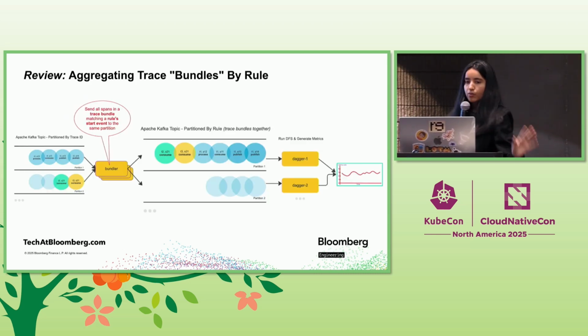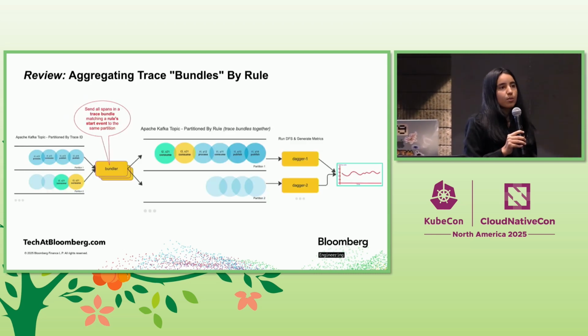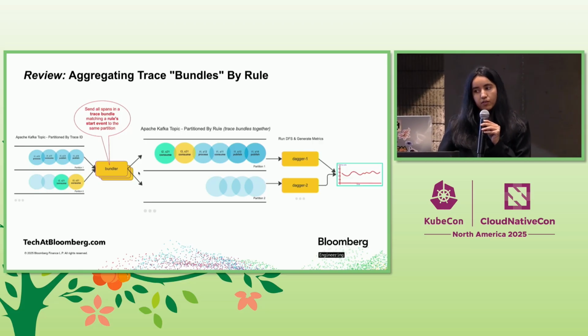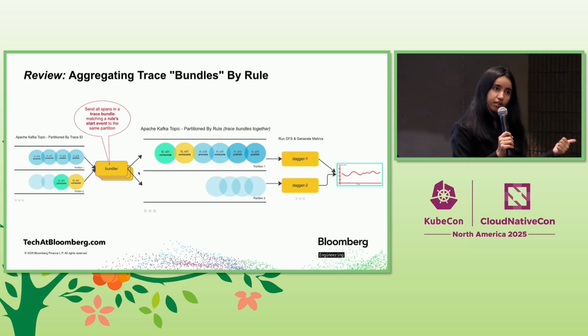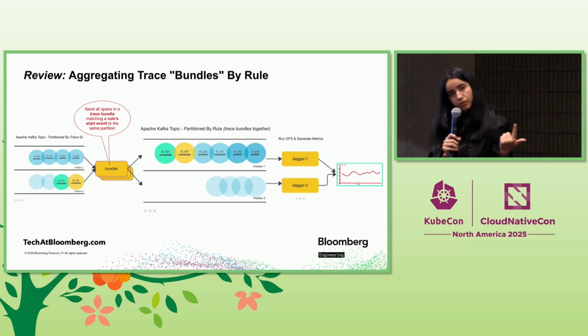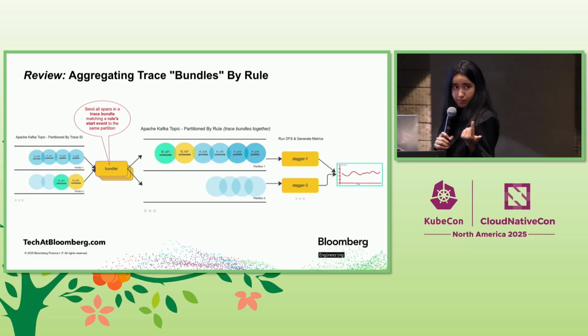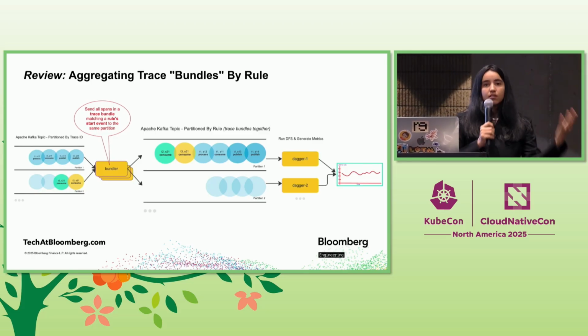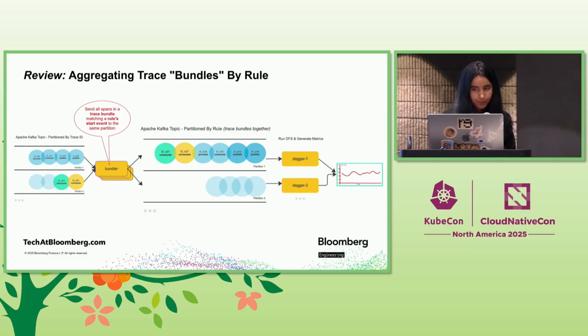OK, so just to review, the key takeaways from this approach should be that we've got 2-pronged goals for our bundler service. Put all the trace bundles together, and put all the trace bundles potentially matching a rule in the same Kafka partition, so that we can then run the DFS across the entire set of weakly connected directed acyclic graphs.